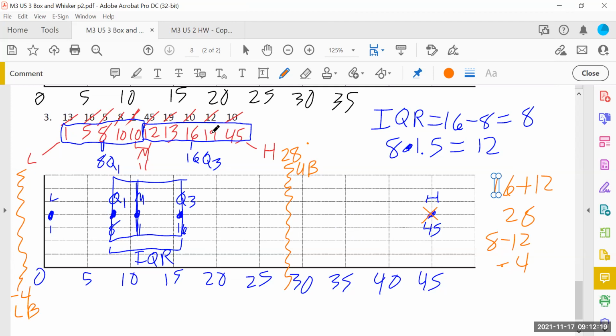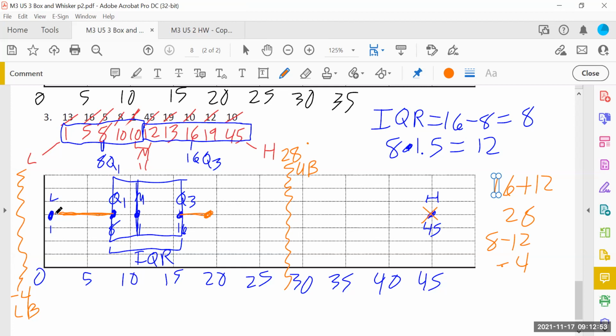And then the 19 I'm going to put on there as my new whisker end. Connect here. There's this whisker. Connect down here. There's that whisker. Does that make sense to everybody? Any questions with what we've done so far?